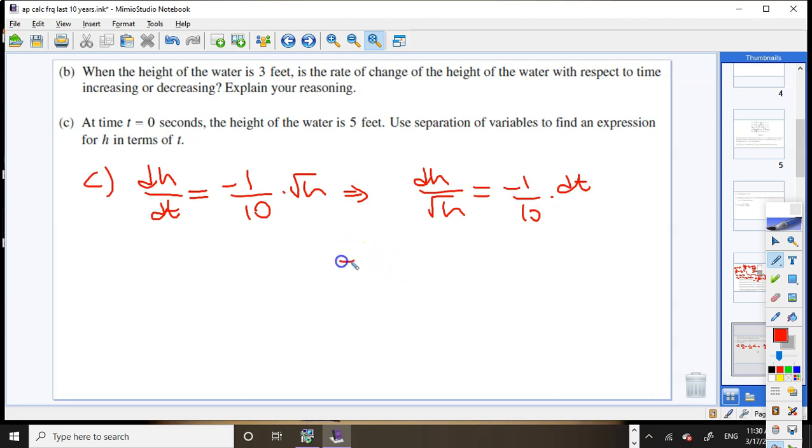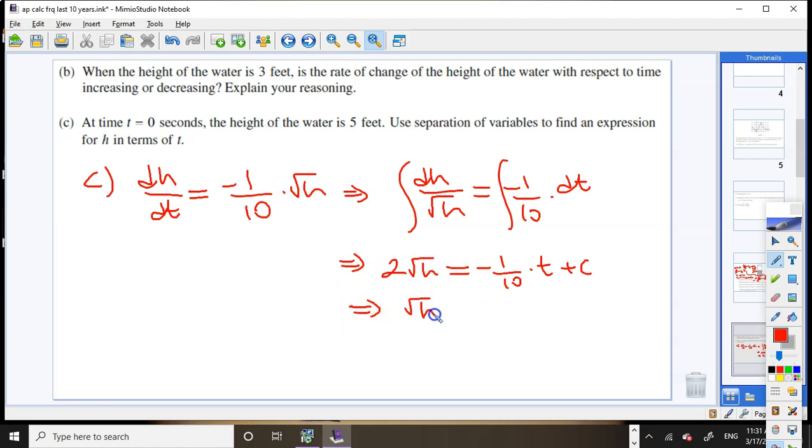All right, so this expression, we integrate both sides, because we have successfully managed to separate the variables on both sides. So when I integrate both sides, we're going to get 2 square root of h equals negative 1 over 10 times t plus c. So my ultimate goal is to solve this equation for h. Basically, we need to isolate h.